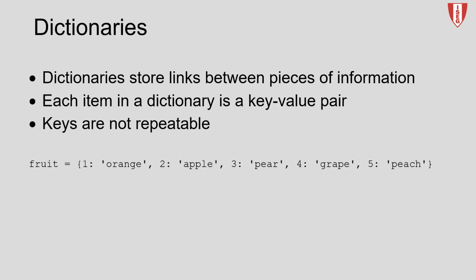Dictionaries store links between pieces of information. Each item in a dictionary is a key-value pair. Keys are not repeatable. Values can be any type of objects, but keys must be immutable. This means keys could be integers, strings, or tuples, but not lists, because lists are mutable.